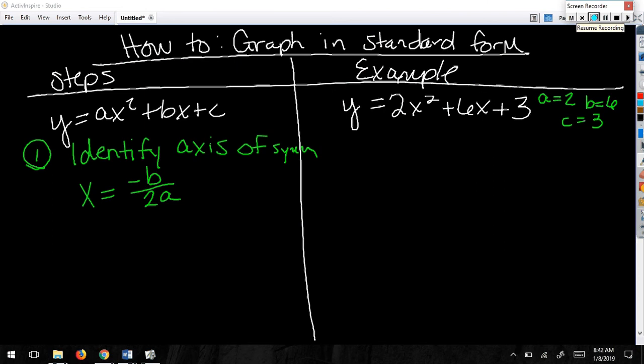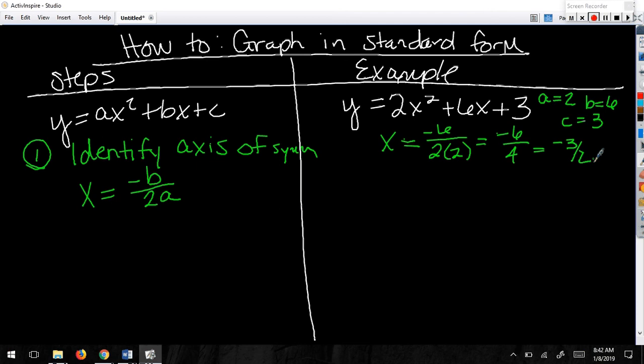Okay. So let's do this one. Let's do the axis of symmetry, X equals. So if B is 6, then opposite B would be? Oh, y'all are so smart. -6. Negative. Over 2 times A is? Oh, what a horrible first example. It's okay. -6 over 4, which is? 3 over 2. Oh, -1.5. That is my axis of symmetry.